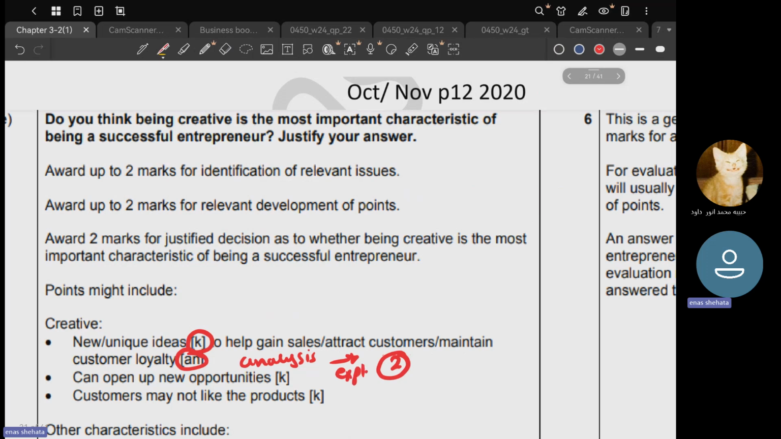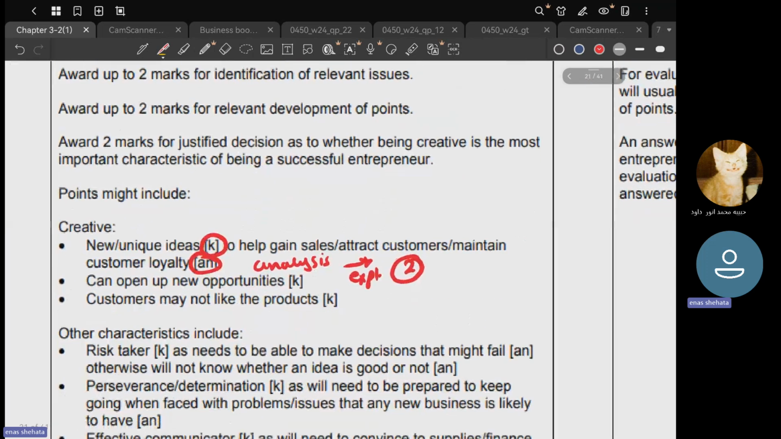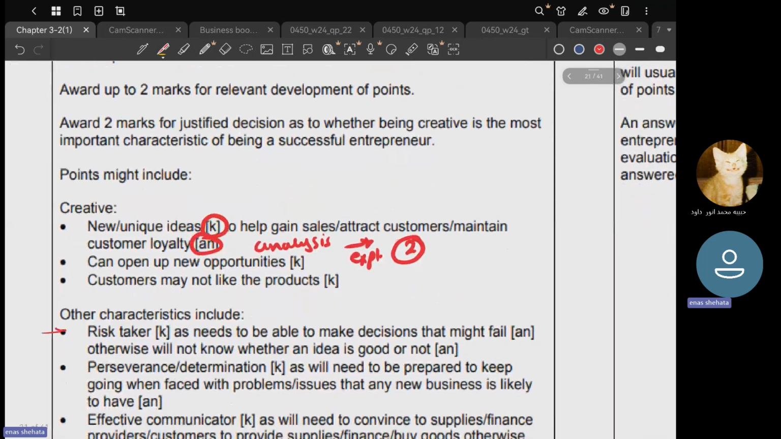So I explained. But I think that to be creative, however, risk taker, however, risk taker is important, as need to be able to make decisions that might fail, otherwise will not know whether an idea is good or not. You must be a risk taker to apply this idea, because if you didn't apply it you won't know if this idea is good or not.